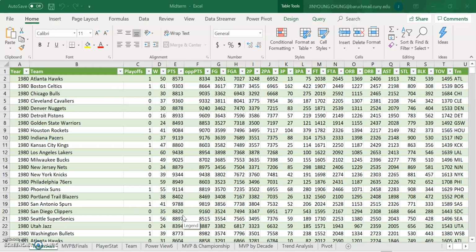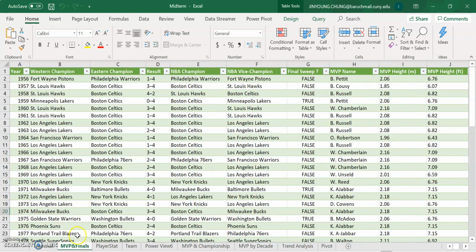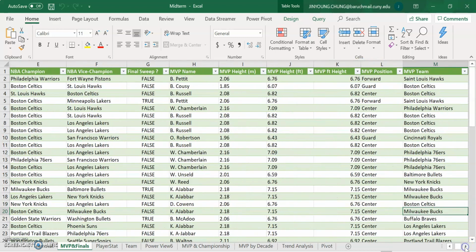To illustrate my data sets, the very first data set is called TeamStat, which has all the data of teams from the 1980s to 2011. The second data set is called MVP and Finals. This data tells us the Eastern Conference champion, Western Conference champion, NBA champion, and runner-up of each year from 1956. Not only that, this data has the information about the MVP, including their position, height, nationalities, team, and whether they made it to the NBA final that year.